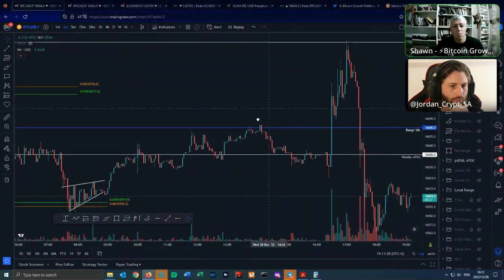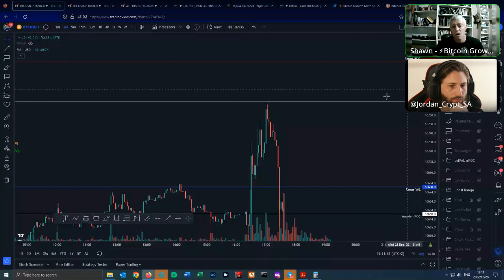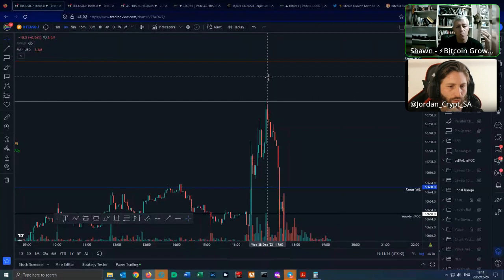We actually had a move right up to the daily NPOC. So for those that don't know, POC is a point of control, and an NPOC is a naked point of control, which means that there was a big area of liquidity from previous days, and price is normally drawn to areas of liquidity. So for me, I get my NPOCs from my TPO slowly.